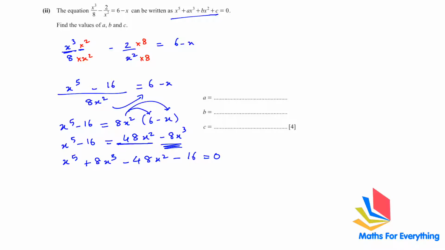Now we need to know what is A. A is the coefficient of x cube, the number before x cube, which we can see is 8. B is the number before x square, which is negative 48. And C is the number without x, which is a constant. It's negative 16. So that is our answer.